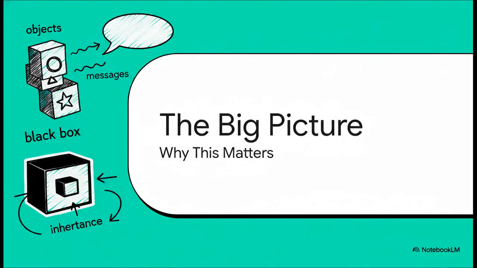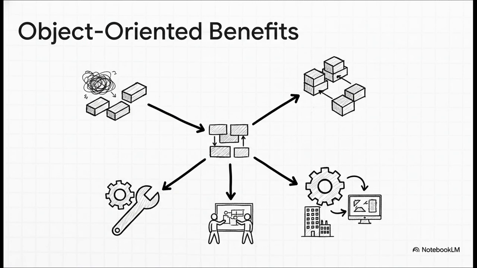So we've talked about objects and messages and these powerful black boxes and inheritance, but why does this way of thinking really matter? What's the big picture here that makes this the foundation of pretty much all modern software? Well, it all boils down to this. These ideas are what allow developers to manage almost unimaginable complexity. By organizing software into these logical, reusable, self-contained objects, they can build and maintain the massive applications we depend on every single day, from banking apps to social networks, without the whole system just collapsing into total chaos.